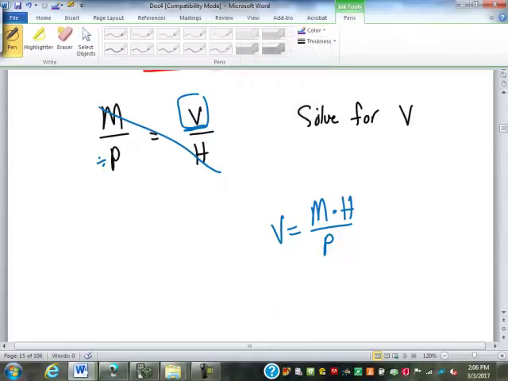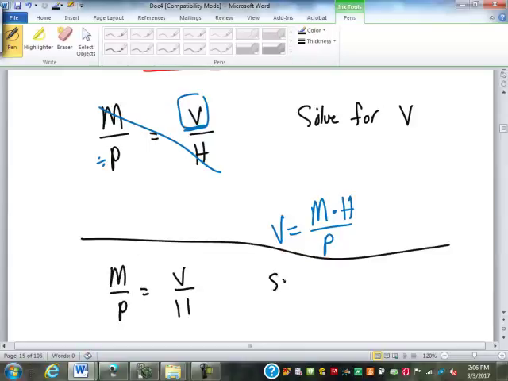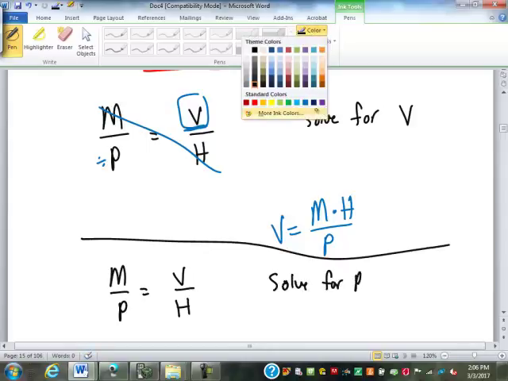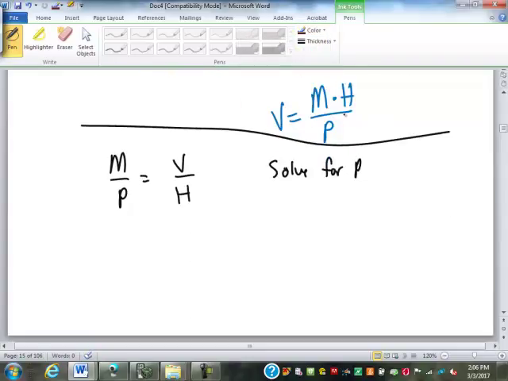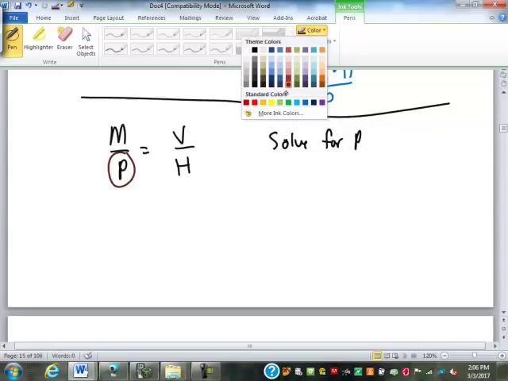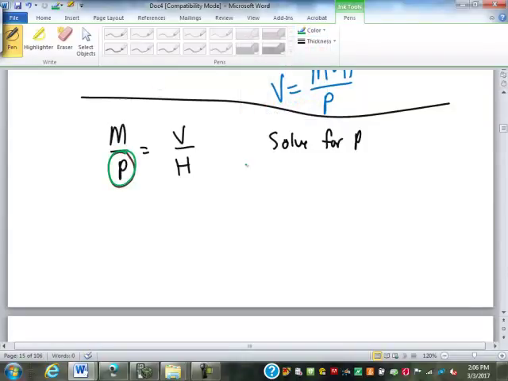What if I look at that same equation, that same proportion? This time, though, I ask you to solve it for p. Well, here's p, so I'm going to pretend that the p is not there. What two letters are diagonal again? M and H. So it's m times h. And I'm going to divide by what letter this time? The v. So divided by v. Good.